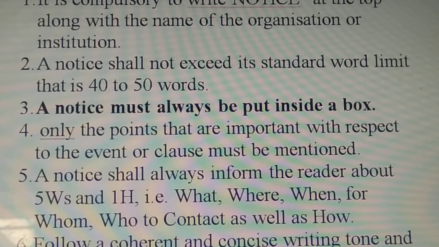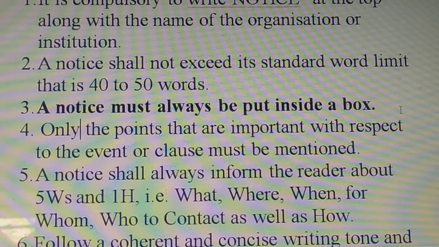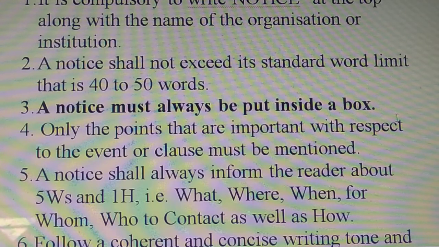A notice must always be put inside the box. Only the points that are important with respect to the event or clause must be mentioned. So keep these points in mind. A notice shall inform the reader about what? The 5 W's, where, what, when, how, etc., etc.